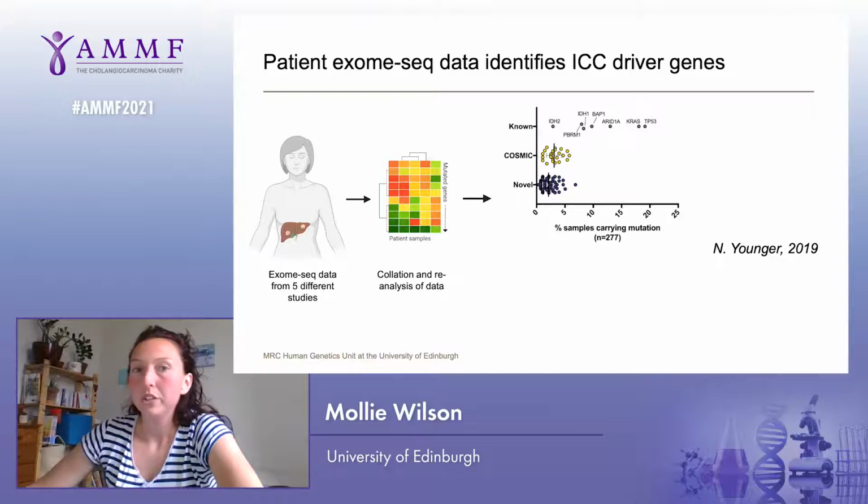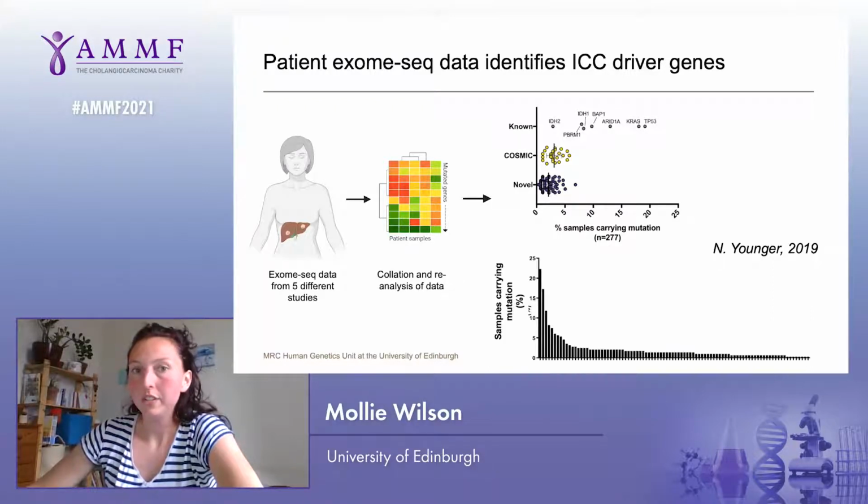So the screen also drew out these loss-of-function mutations that are already present in the COSMIC database, the catalogue of somatic mutations in cancer. And most interestingly, there are also around 90 novel driver genes. So of these 90 loss-of-function mutations, it really demonstrates how ICC in humans is typified by a large number of infrequently mutated genes.